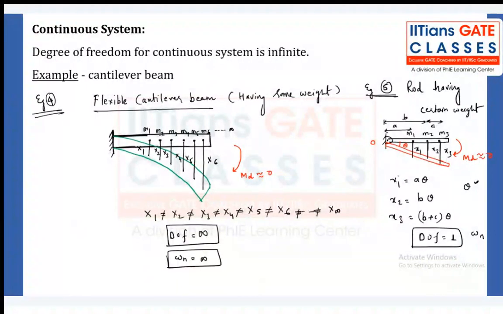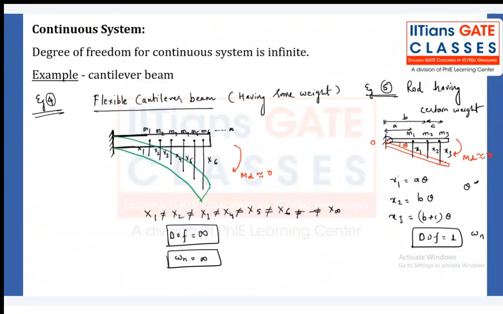If we talk about example number 5, a rod which has a certain weight, again we have so many masses. A rod can consist of infinite masses, right? To each and every mass, I allotted x1, x2, x3. But each displacement variable can be correlated to a single displacement variable, theta. Because x1 is A into theta, x2 is B into theta, x3 is B plus C into theta. So they are dependent on each other.